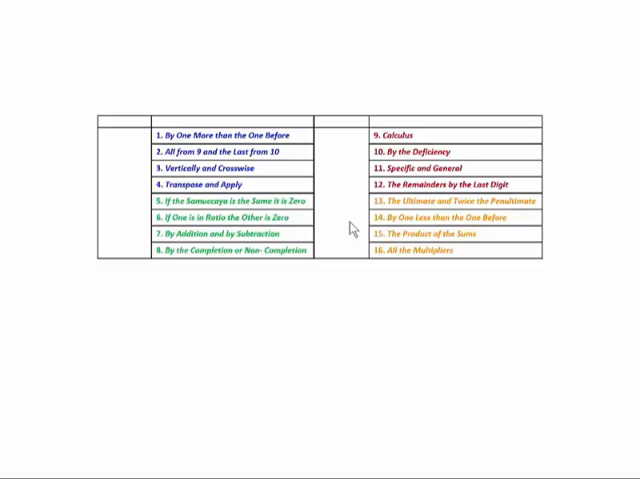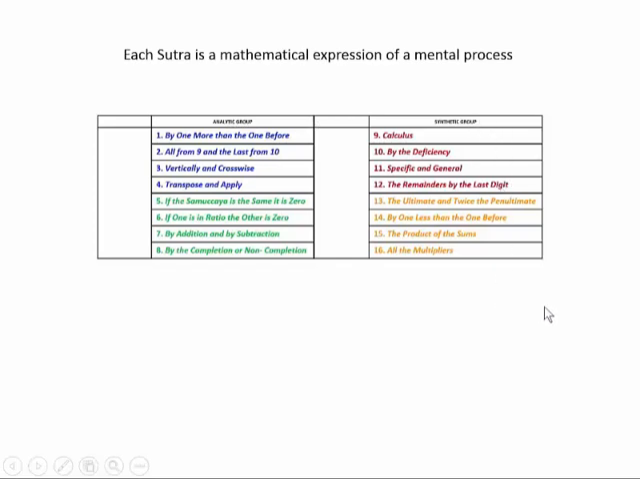And what I want to suggest here is that each sutra is a mathematical expression of a mental process. We all use the same mental processes, more or less, and mathematics is constructed by those mental processes. So it makes sense to look at these 16 sutras in terms of mental processes. And if you do that, in fact, you find that the first group of 8 can be considered an analytic group, and the second group a synthetic group. I'll explain all this as we go along.